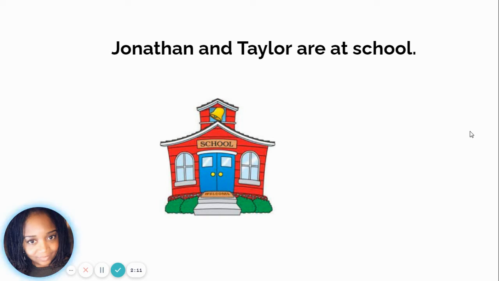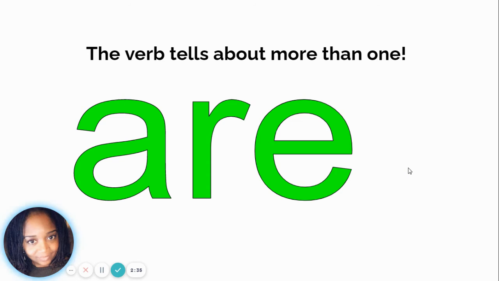Next sentence. Jonathan and Taylor are at school. What is our verb in the sentence? As well as, are we talking about one person, place, or thing? Or are we talking about more than one person, place, or thing? Go ahead, write it down, pause your video. Right, the verb was are. The verb tells about more than one. So Jonathan and Taylor, that's two people, two students that are at school. So we are going to use the word are.